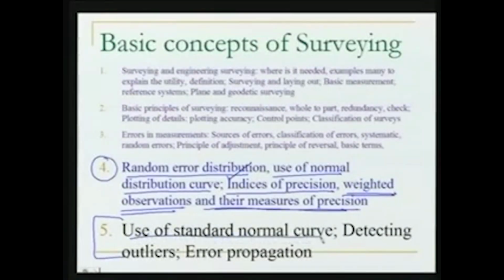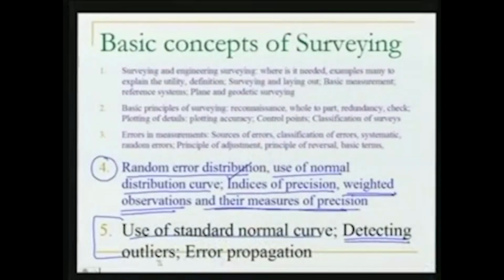What we will do today in this extra lecture, the 5th lecture in module 2, we are going to use the standard normal curve. I will solve a little problem so that the way in which we make use of a standard normal curve becomes clear to us. Then we will talk about one very interesting area, which is the outliers in observations and how to detect the outliers by a quantitative method. Then we will see another very interesting area, which is the error propagation. So we will talk about all these things today.